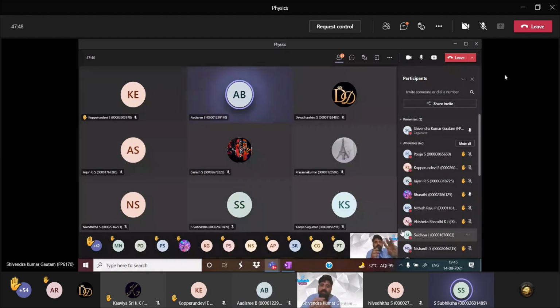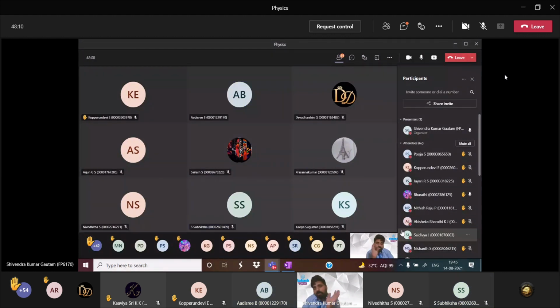Three turns are there, how much will we get? Due to three turns, 3 mu naught I by 2r. Four turns are there, how much will we get? 4 mu naught I by 2r. Tell me, if n turns are there, how much will we get? N mu naught I by 2r.